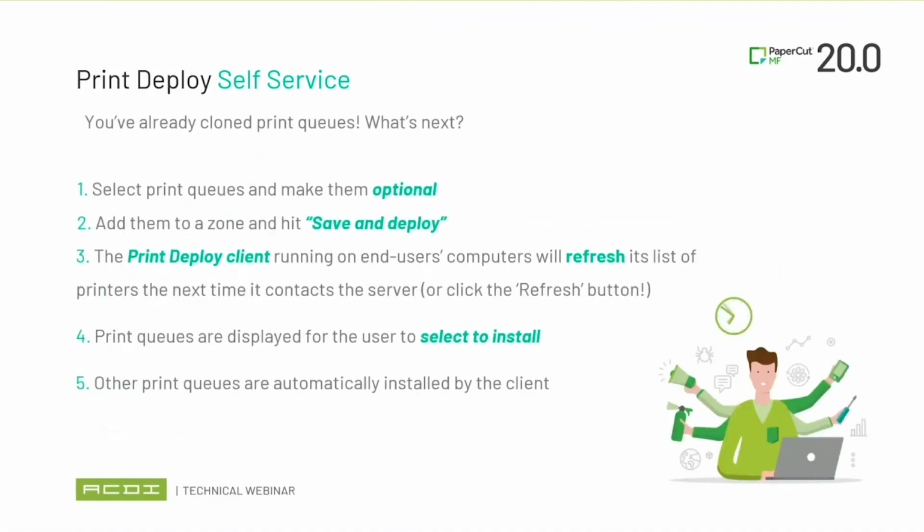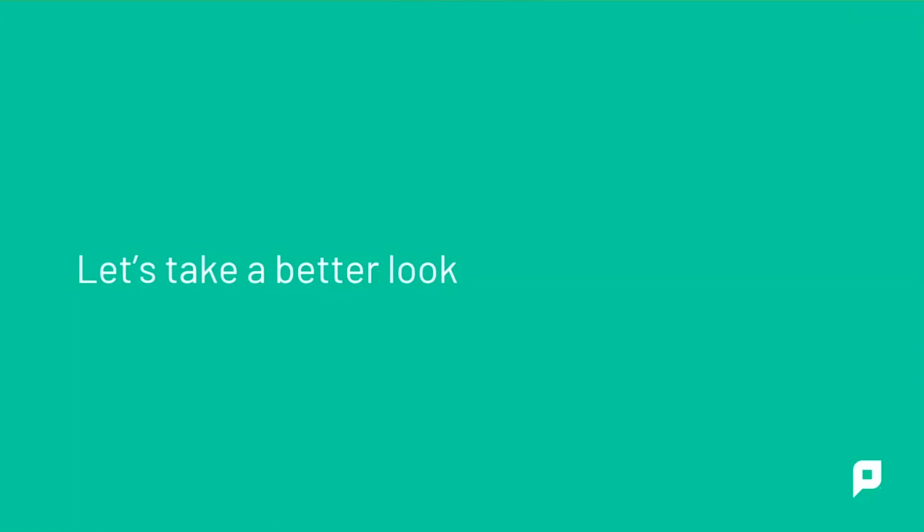Now you just need to select the queues that you'll want to be optional. Press Save and Deploy. And the end user's computer will refresh the list automatically. Then the user will have the ability to select optional drivers that are enabled for them. Let's see what this looks like in the admin console.